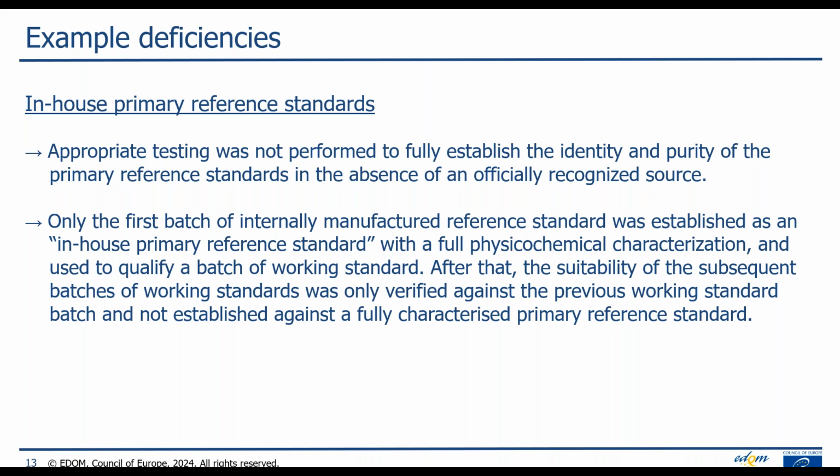The second example then, only the first batch of internally manufactured reference standard was established as an in-house primary reference standard with a full physiochemical characterization. And this was used to qualify a batch of working standard. However, after that, the suitability of the working standard batches was only verified against the previous working standard and not against the fully characterized primary reference standard. So for each batch of working standard or secondary standard, we would expect that it's qualified against the primary reference standard and not another secondary standard.